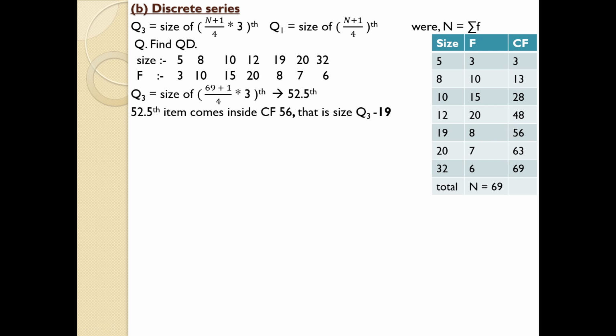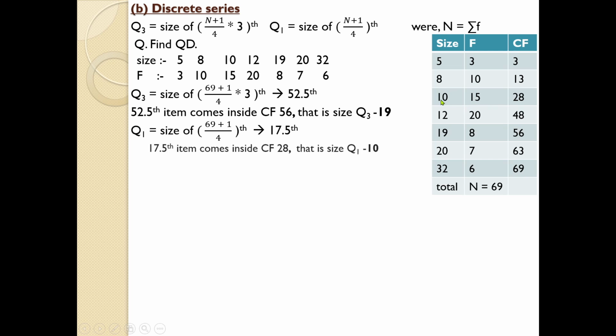This is how you need to find the Q3 value in case of a discrete series. Similarly, you need to find the Q1. Q1 is the size of (69 plus 1) divided by 4, you will get 17.5. Again, you need to go for the CF column. 3, 13, yes, 17.5 comes under 28. So the value at 28 is 10. So the value of Q1 is 10.